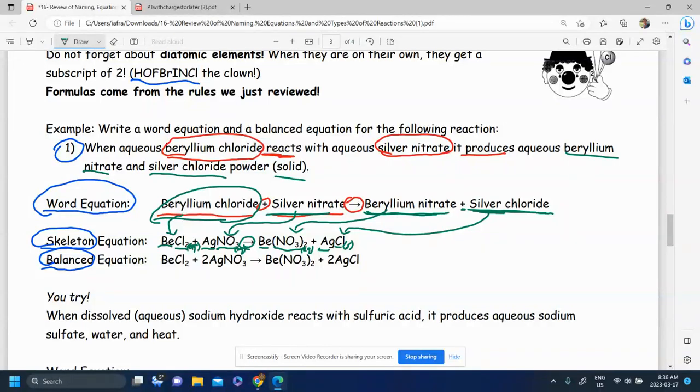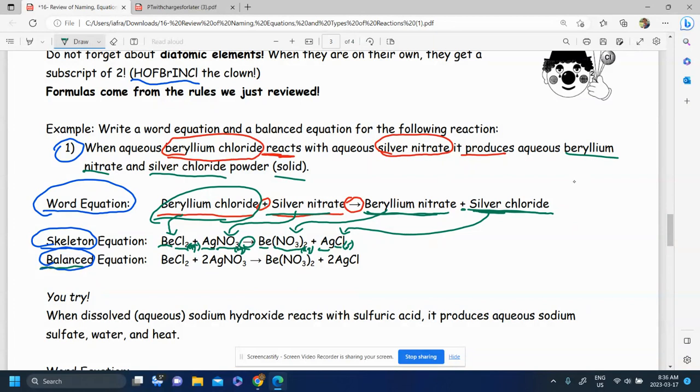Here you have 1 chlorine. That doesn't match up either. So a skeleton equation doesn't really care about being balanced. It doesn't care about following the law of conservation of mass. It's just a quick way to write the general idea of what's happening. But in reality, reactions happen in a balanced form.